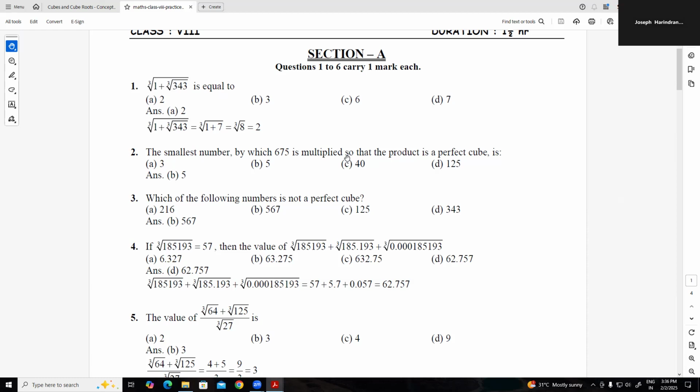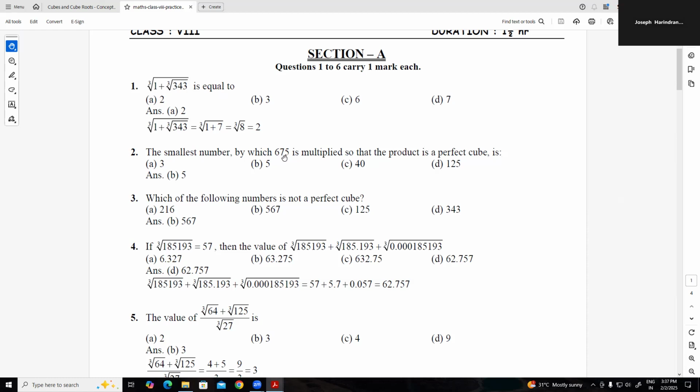Second question: the smallest number by which 675 is multiplied so that the product is a perfect cube.